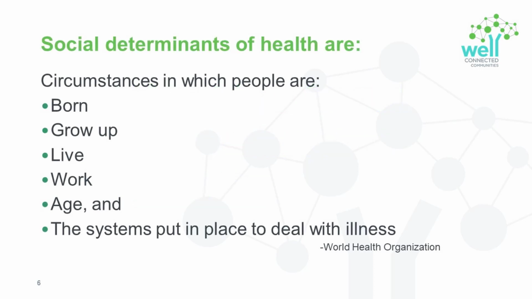Social determinants of health are the circumstances where people are born, grow up, live, work, age, and the systems put in place to deal with illness, such as the healthcare delivery system. Circumstances are often beyond an individual's control. Likewise, the social determinants of health listed here may be outside of an individual's control as well.